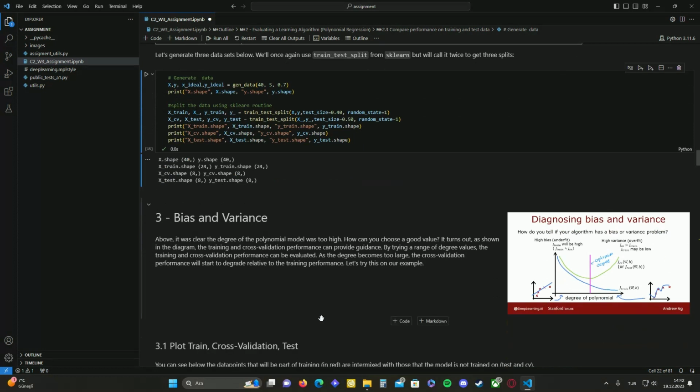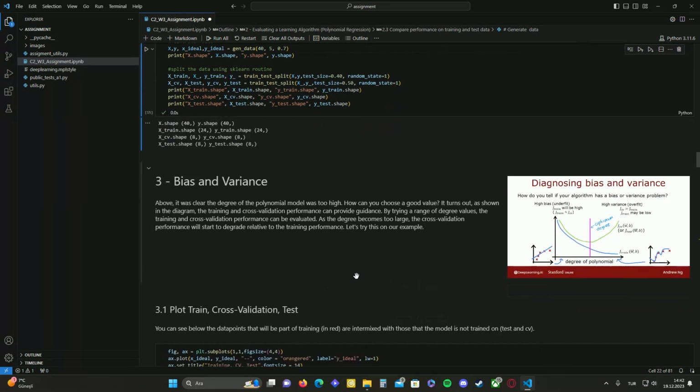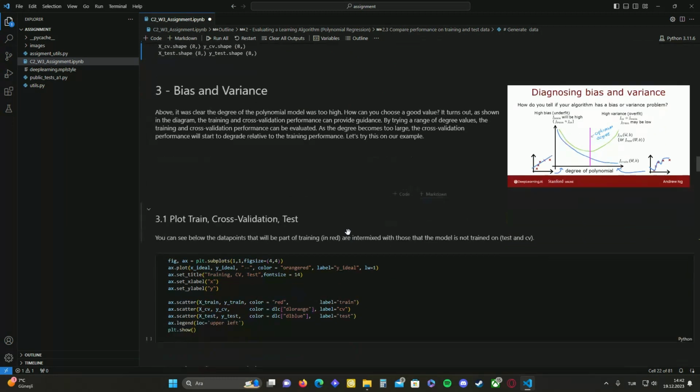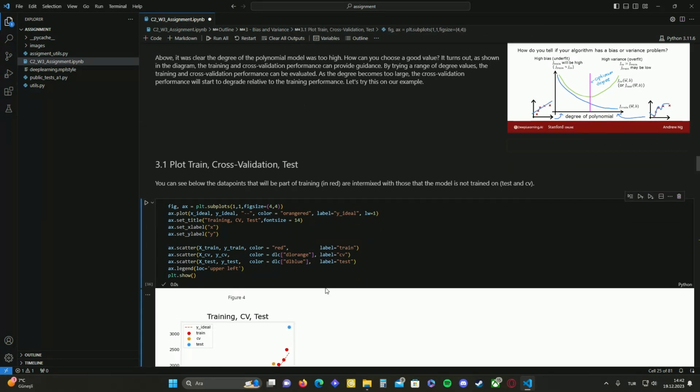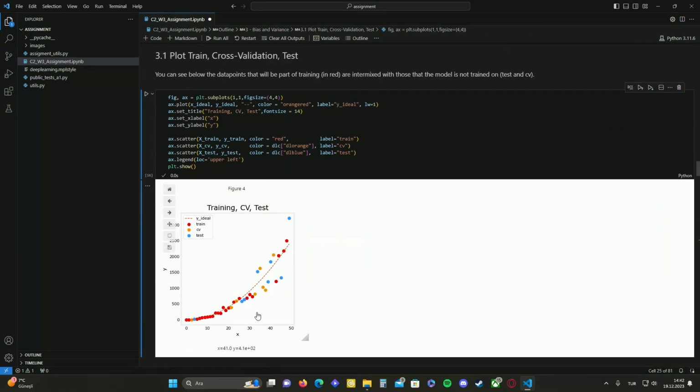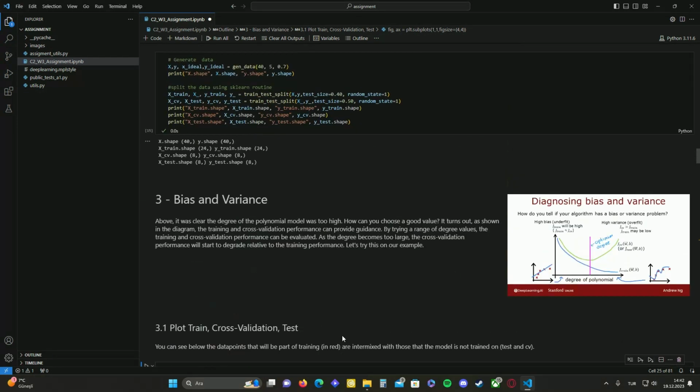Bias and variance. In this section, plot training, cross-validation, and test. Below, the data points that will be part of training, in red, are intermixed with those that the model is trained from, test and CV. Let's run this cell. The red dots are our training, the orange ones are CV, and the blue ones are test.